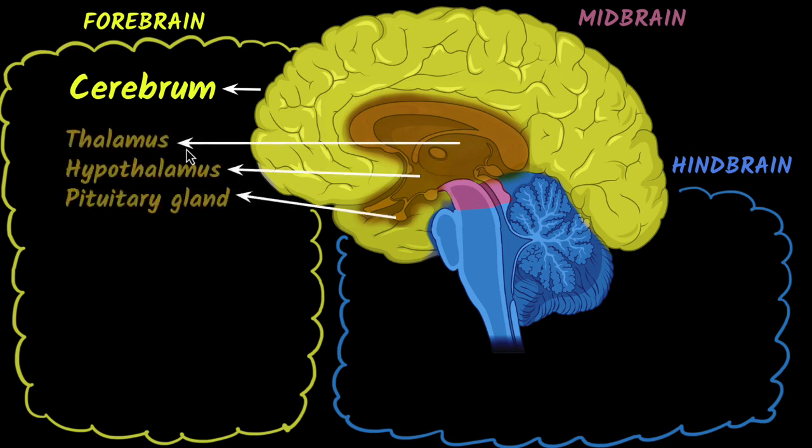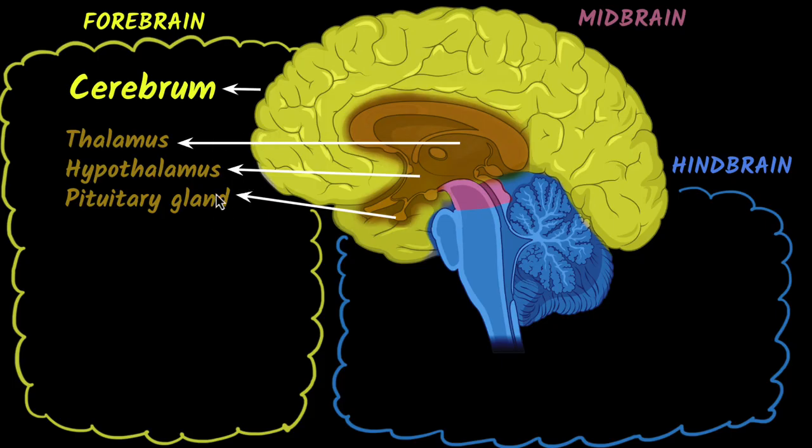This part over here is called the thalamus. The part that is below it is called the hypothalamus. The word hypo even means below. So it's the hypothalamus. And then one of the important parts over here is the pituitary gland. The pituitary gland is the master gland. It controls all the other glands of your body. So these are some of the major parts of the forebrain.